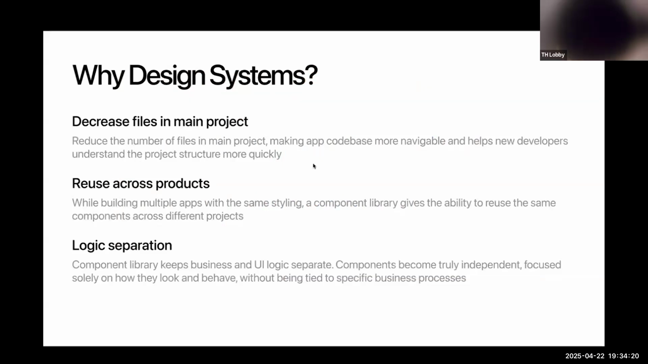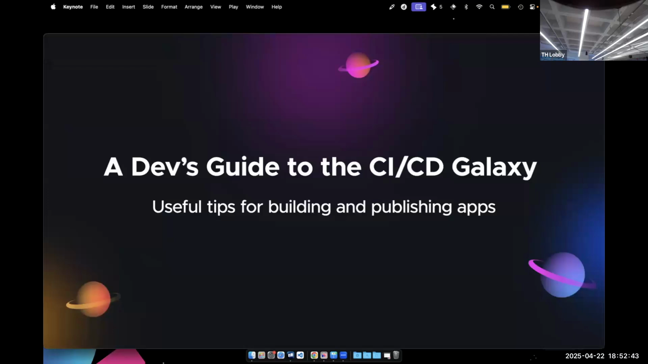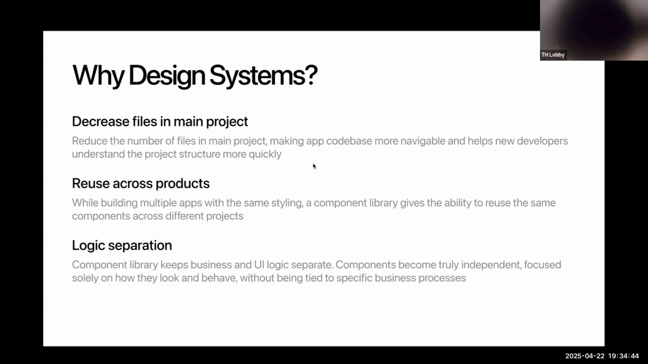So why design systems? The first is decreasing the files in the main project. So basically you are unloading all the UI files away from the main project, which will decrease its build time and also the complexity. Another one, reusing across the products. So for example, if you're building apps which share the same design, it's obviously better to keep all the designs in one place and just share it via SPM.